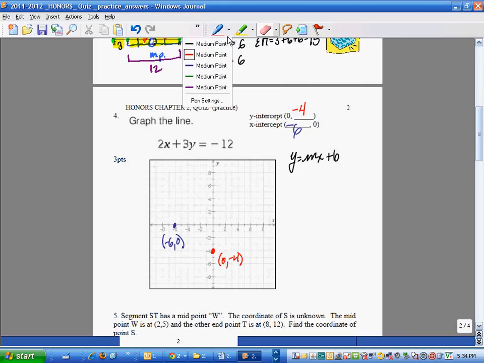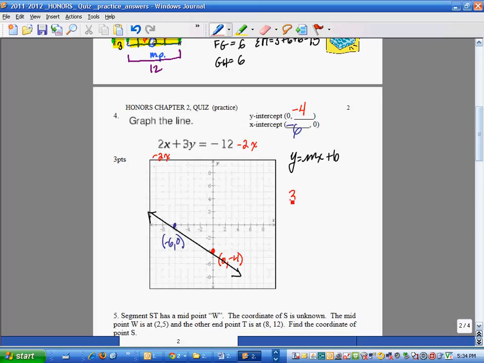So let's change it to y equals mx plus b and see what happens. The first thing I'm going to do is minus 2x, and I end up with 3y equals negative 2x minus 12. And divide by 3, divide by 3, divide by 3. And I get y equals negative 2/3 x minus 4.